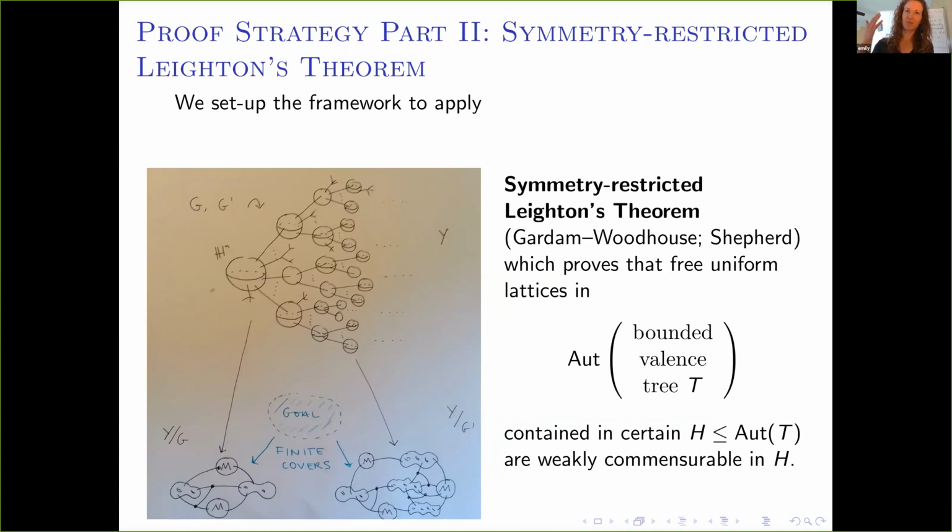So the ultimate step in our proof is to apply the symmetry-restricted Leighton's theorem. And the difficulty from our point of view is actually setting up the framework to apply this theorem, because it applies to free uniform lattices in the automorphism group of a bounded valence tree. And we naturally have two groups that are acting on the dual tree to this ideal graph of spaces, but the groups aren't free and the tree is not bounded valence. So the work in our result is to reduce to the case that you can actually apply symmetry-restricted Leighton's theorem and find commensurability.